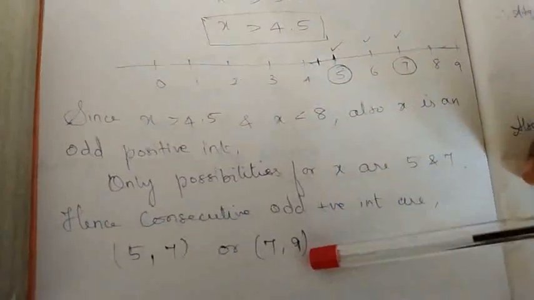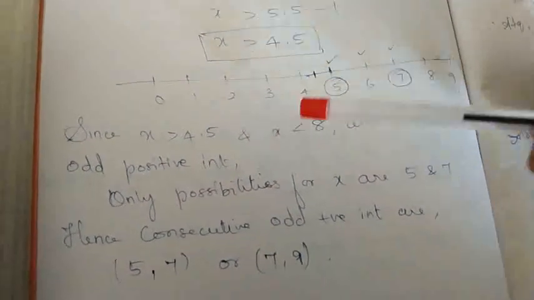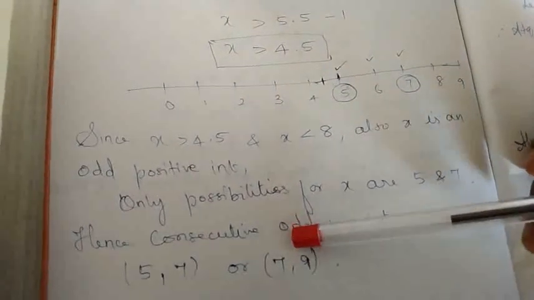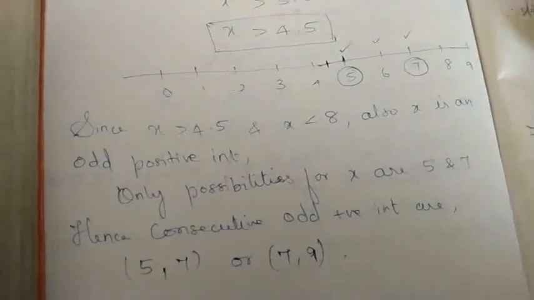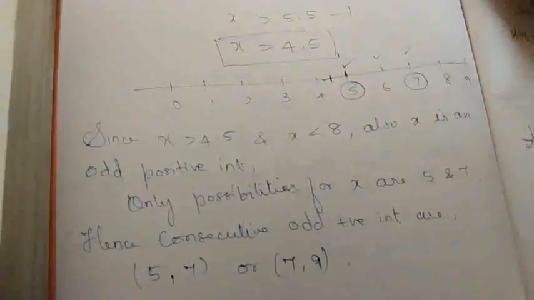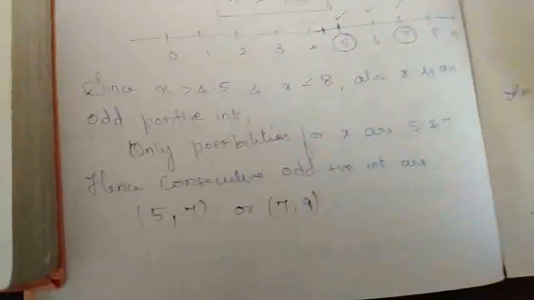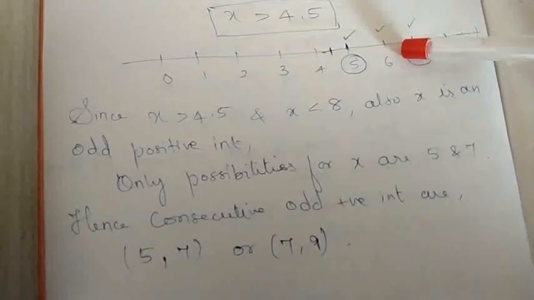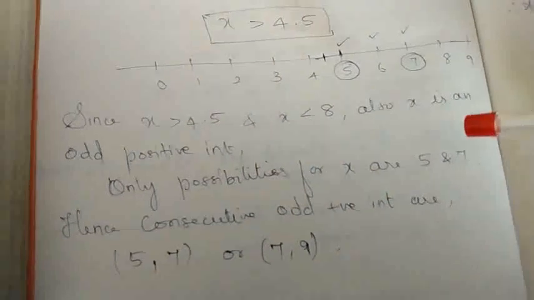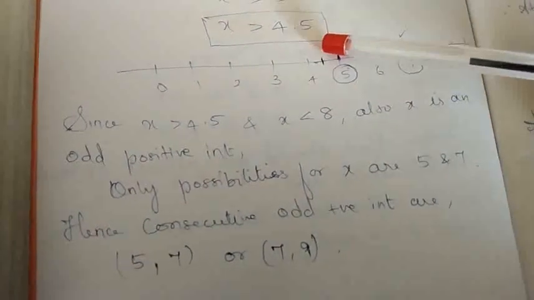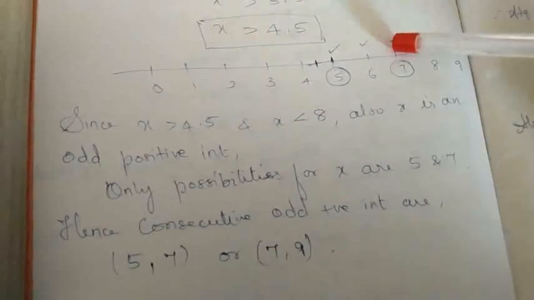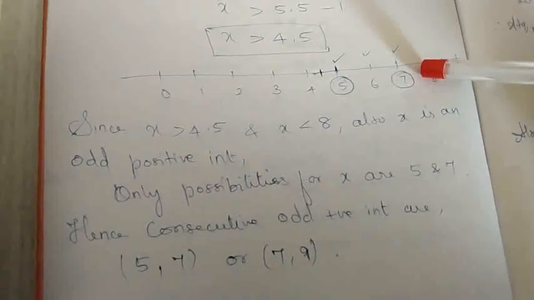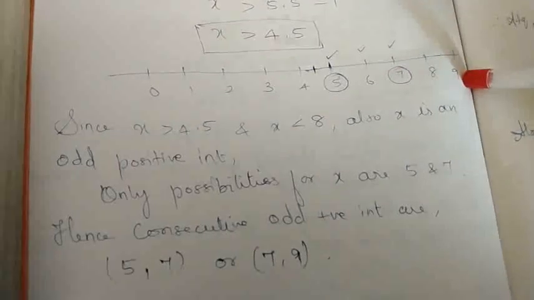Why have we taken 7 and 9 also here? Because x should be less than 8. Right? The second integer, we don't have any constraint there. The second integer should be less than 10. Right? So x should be less than 8, so it can be 7 also. Right? So the only possibilities are that the odd number should be 5 or 7. If it is going to be 5, the next integer is going to be 7. If it is going to be 7, the next integer is going to be 9.